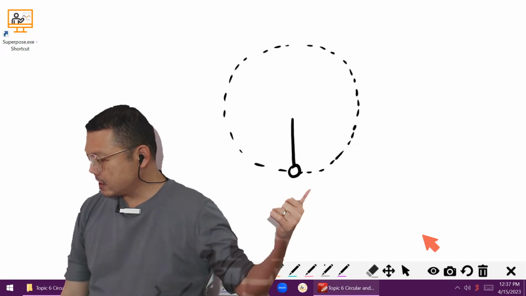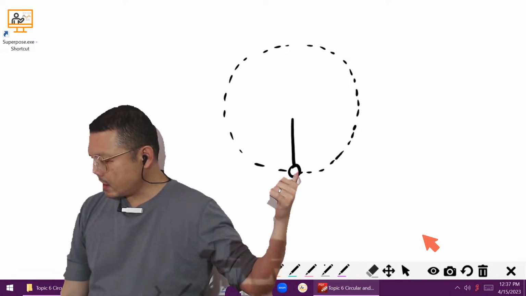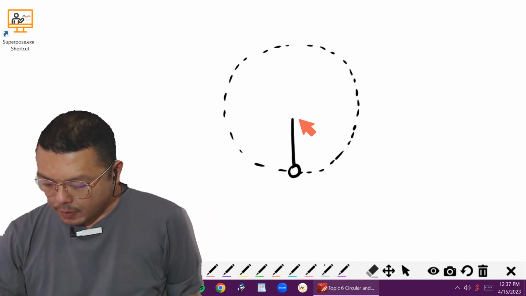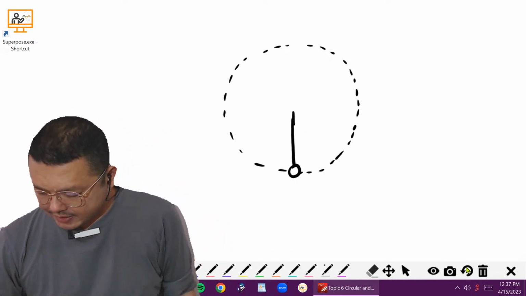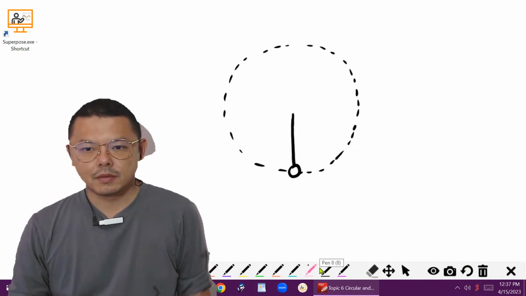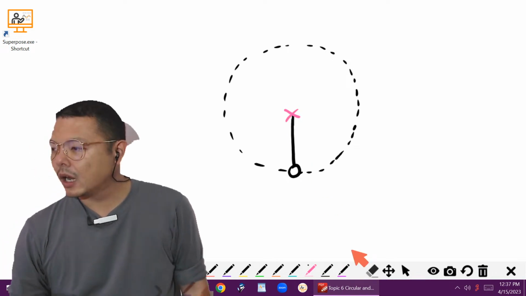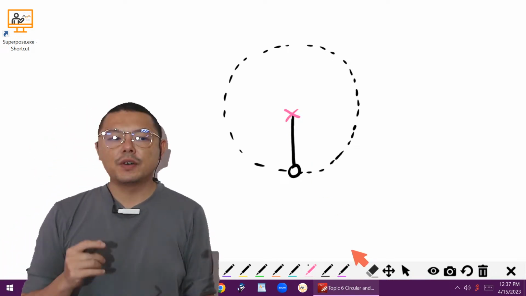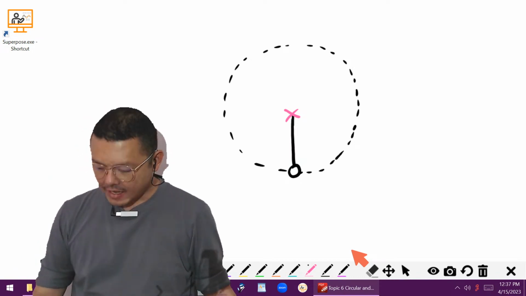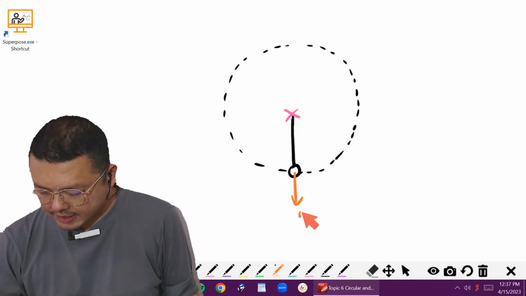Ian, you okay there? Pendulum going around in a vertical circle. Number one question: where's the center of this circle? The center here. Right. What are the forces acting on this pendulum? Mg and tension. Very good.